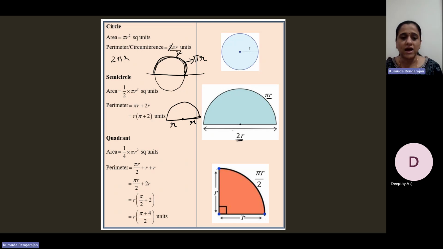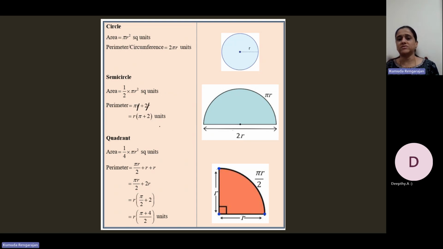Or when you take out r common, in the brackets you will have pi plus 2. So r into (pi plus 2) units. You can just remember this one: pi r plus 2r units.